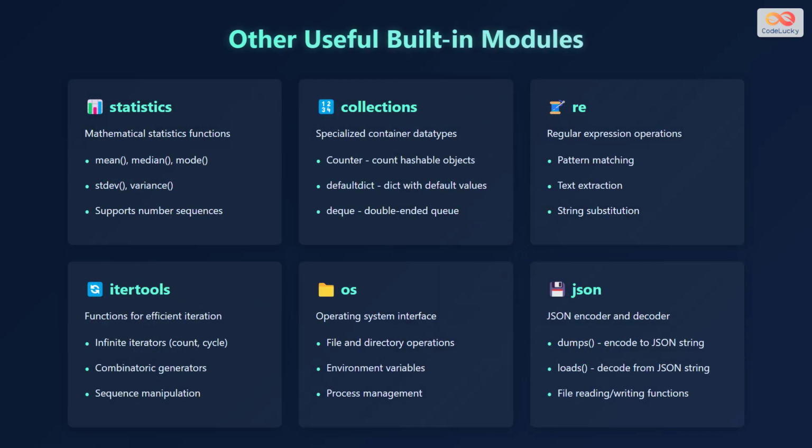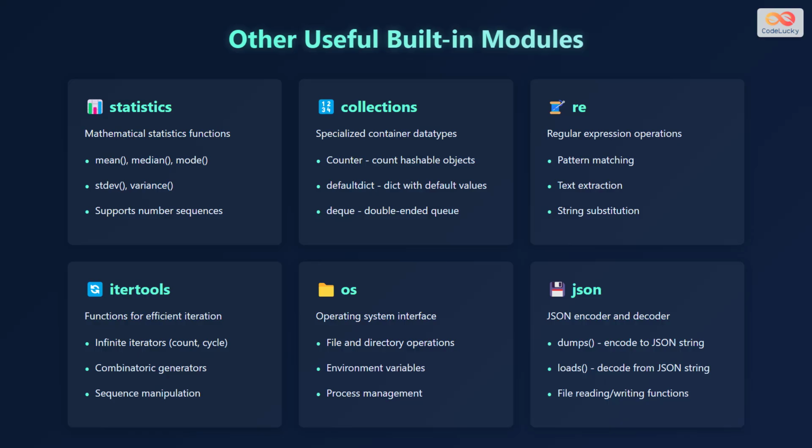Python has many other useful built-in modules. The statistics module provides mathematical statistics functions such as mean, median, and mode for calculating averages, as well as stdev and variance for measuring the spread of data. The collections module offers specialized container data types like Counter, for counting hashable objects, defaultdict, for dictionaries with default values, and deque for double-ended queues.